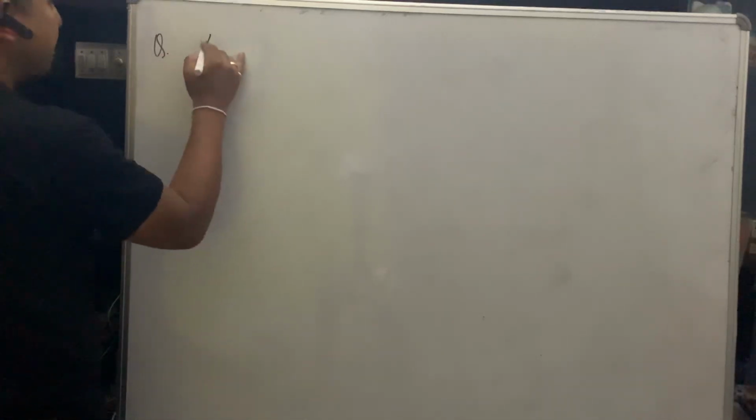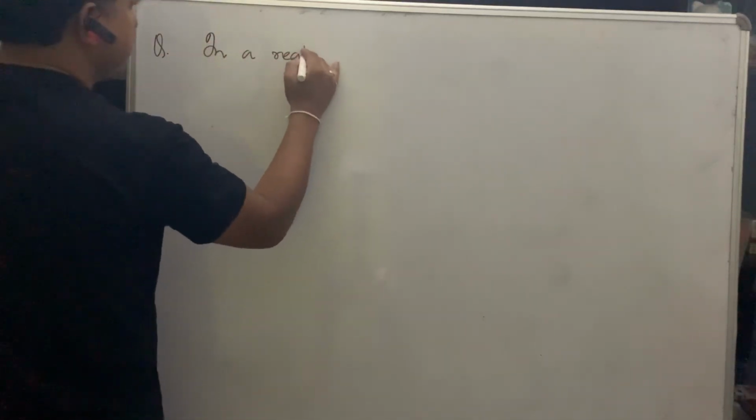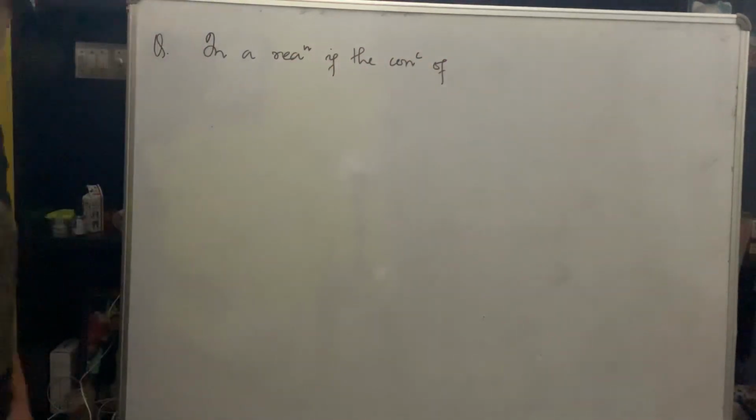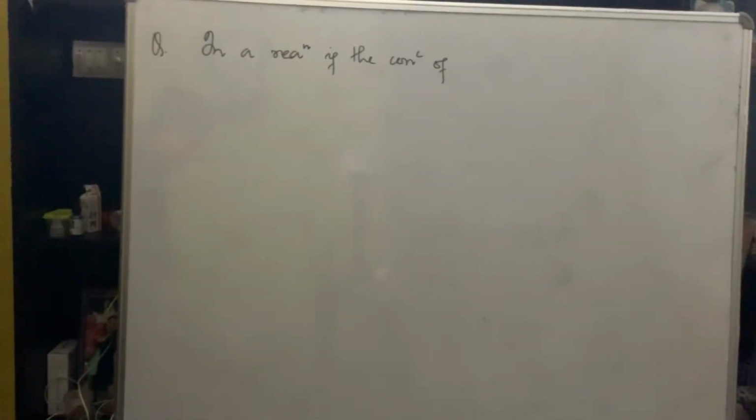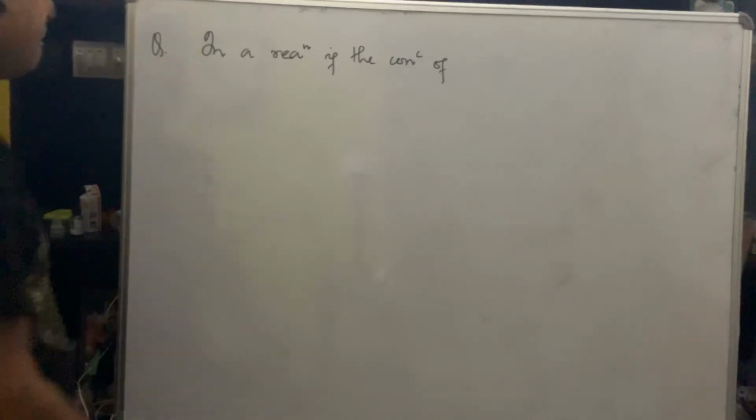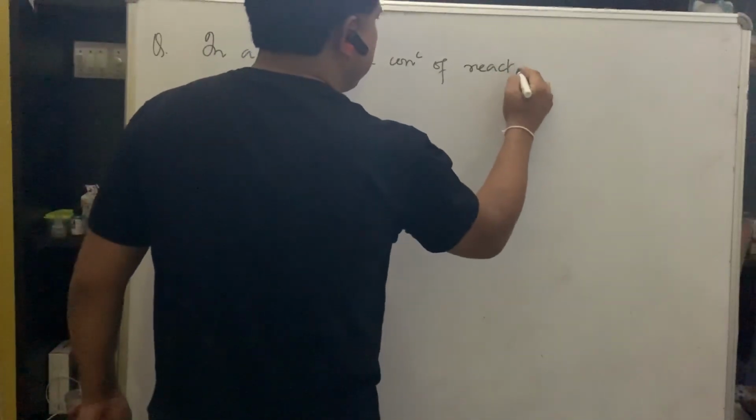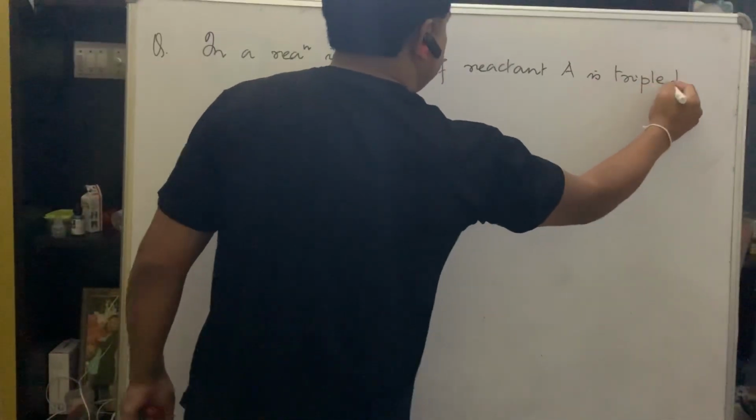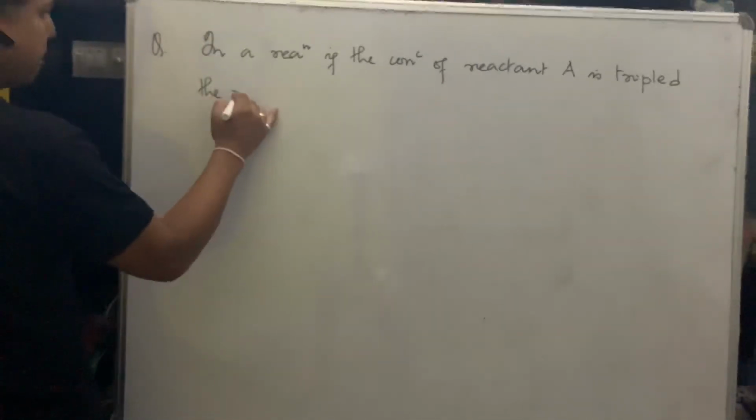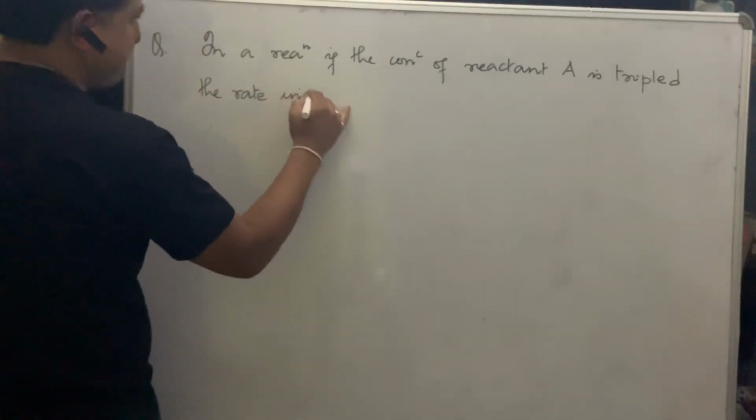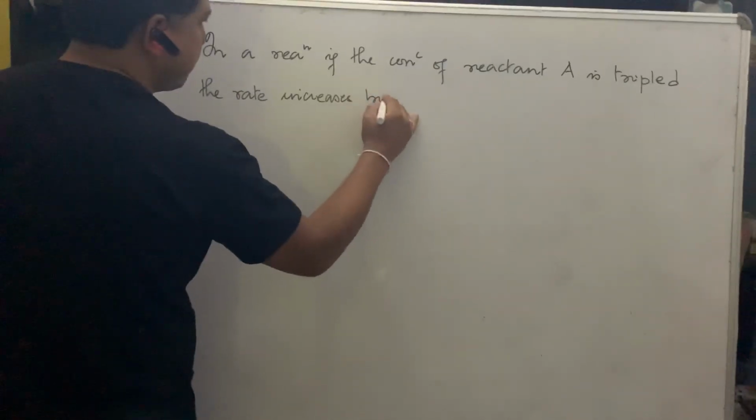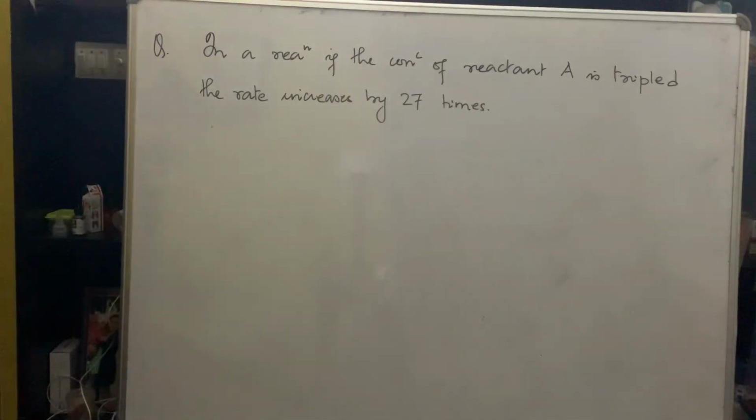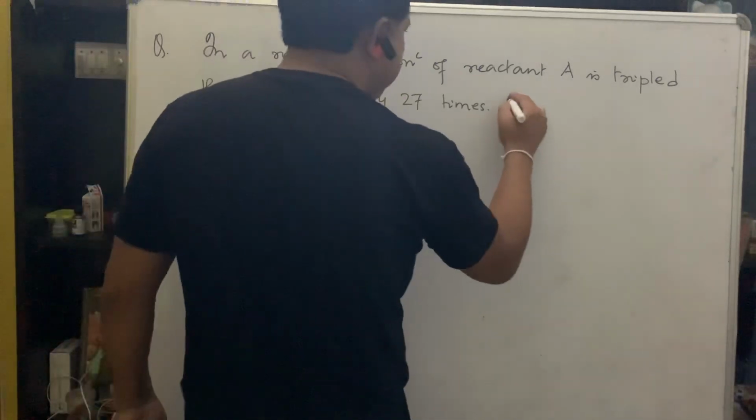The question goes like this. In a reaction, if the concentration of reactant A is tripled, the rate increases by 27 times. The rate of a reaction increases by 27 times. What is the order of the reaction?